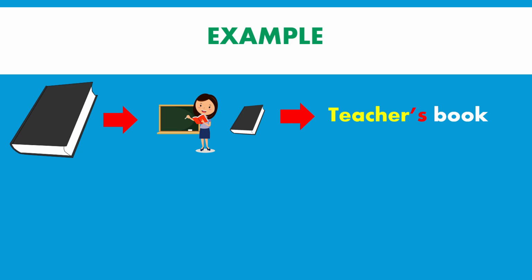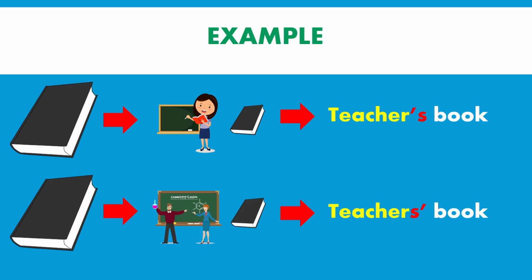So teacher's book. Next, we still talk about the possession over the book, but this time, how many teachers are there? There are two teachers. So when there are two teachers, it means that it's already more than one. Hence, it is plural. When we talk about plural, do we use s apostrophe or apostrophe s to show the possession over the book? It's s apostrophe. So teachers' book, s apostrophe.